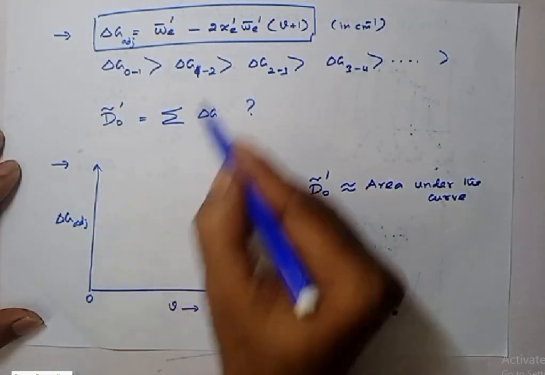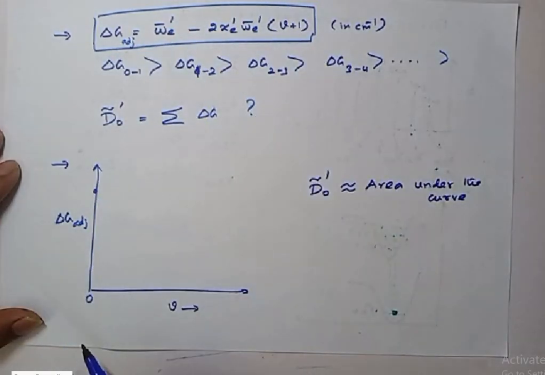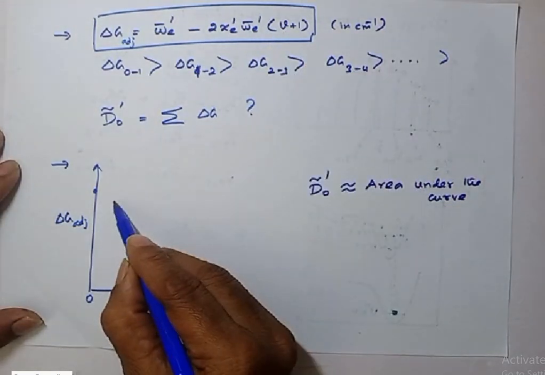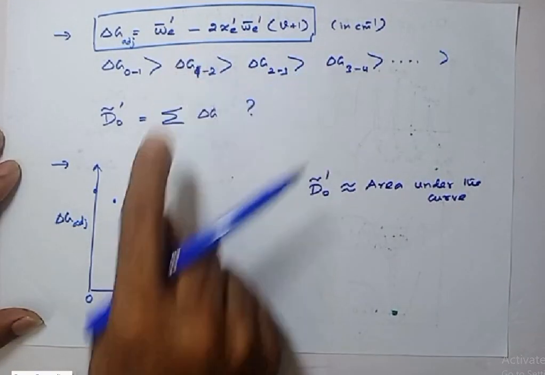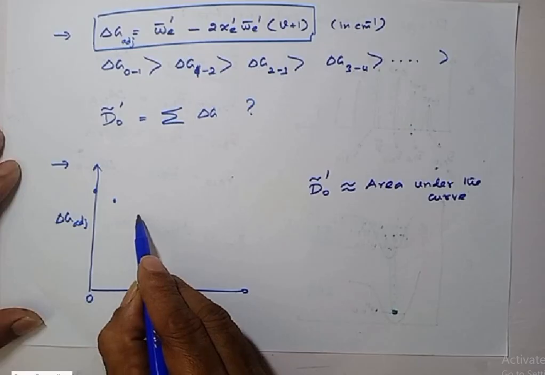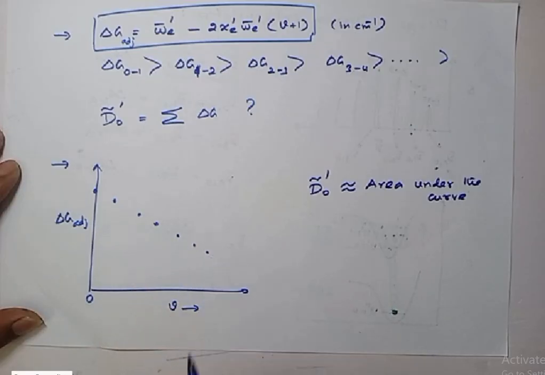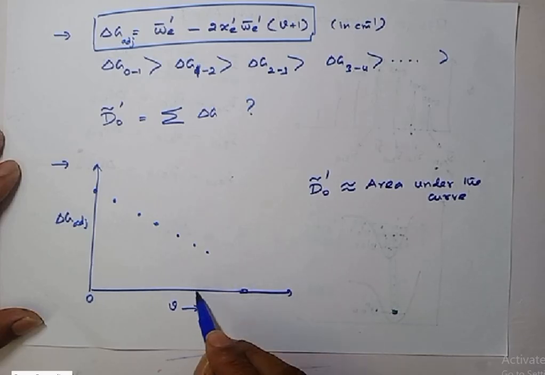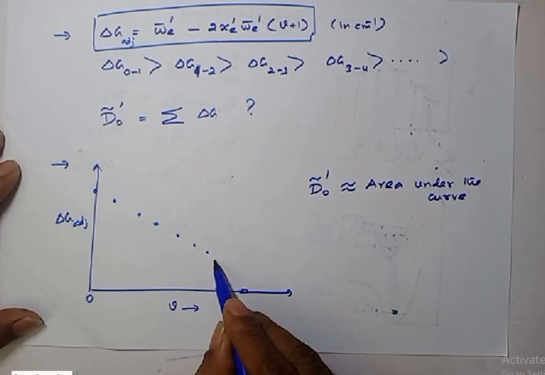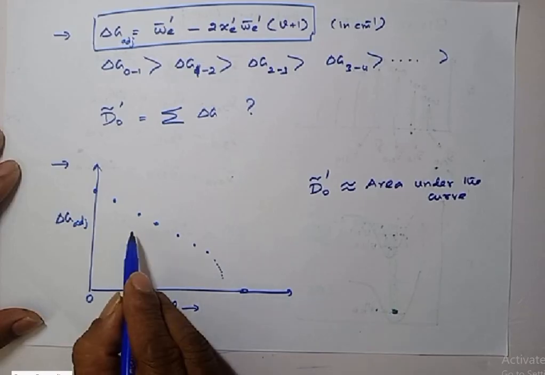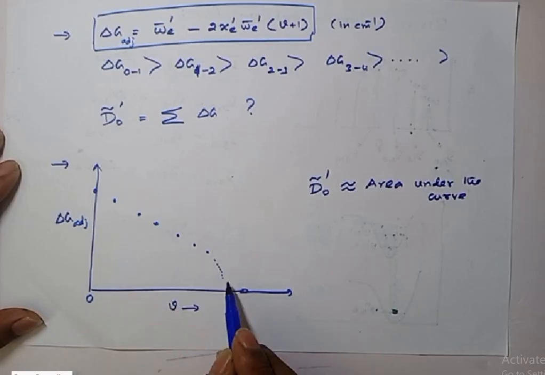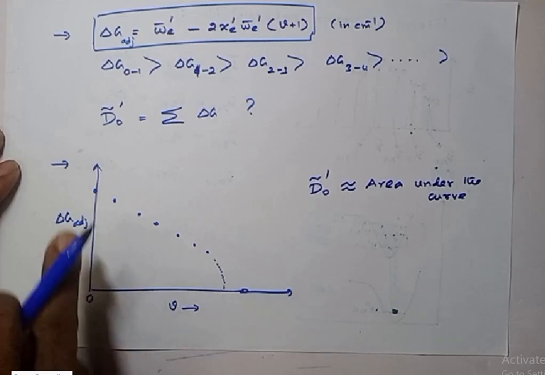If I put V equal to 1, I'll get some value, and I have a minus sign here, so the gap decreases. For different V values, we get points like this. Then listen, after higher vibrational values, the gap never goes in a linear fashion; it actually decreases like this. It becomes a curve.